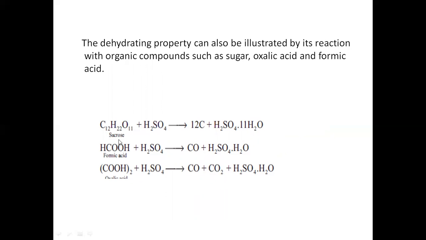Next one, formic acid. When formic acid reacts with sulfuric acid, one water molecule is removed, that is two hydrogens and one oxygen. Finally we get CO, carbon monoxide. In oxalic acid, one water molecule is removed from the compound. Finally we get CO, CO2 and H2O.